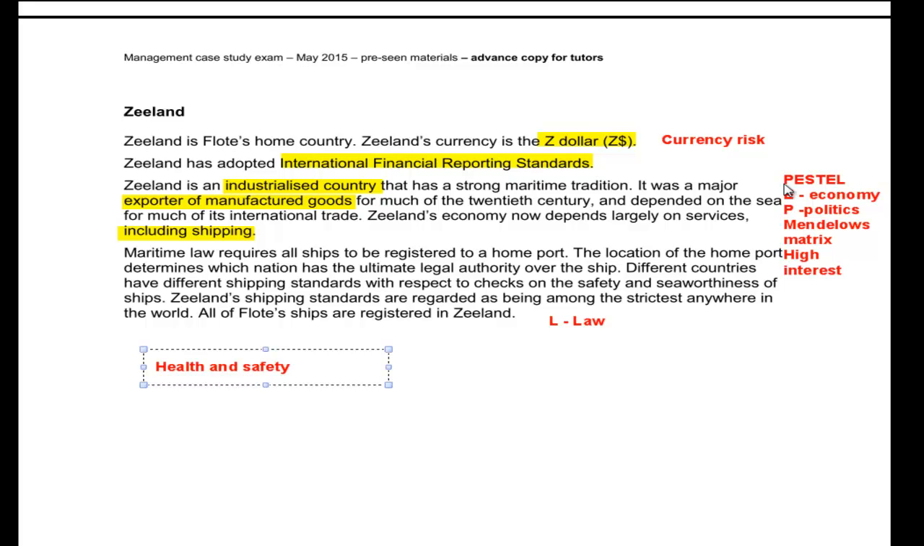And as a little exam tip, there could be a question relating to health and safety, something along the lines of how could Flote improve health and safety performance. You may be given some sort of information on accidents and the cost of accidents and the cost of risks, and then you could do an assessment of the impact versus the likelihood, and use these kinds of risk management models to help improve on that. So that's just a bit of a tip here.